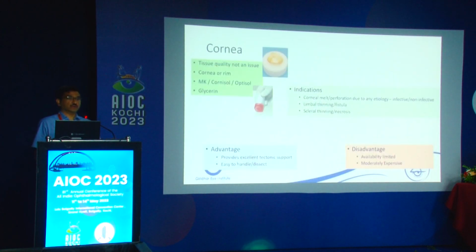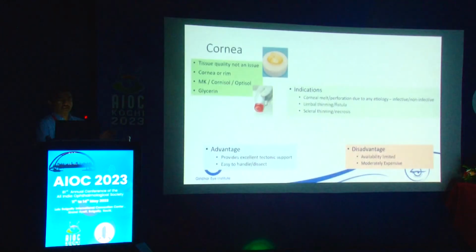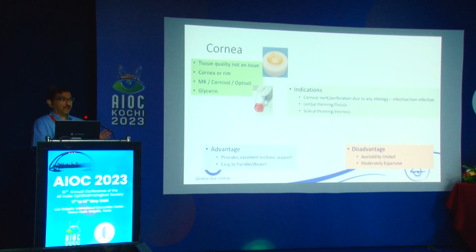Then comes the major one, where we use cornea for tectonic purpose. It is reasonably good because you are not really bothered about the cornea quality, and it can be used when it is stored in any medium including glycerin. Any case of melt or thinning of the cornea, sclera, or any structure, we can use cornea. That is the advantage of cornea. It provides good tectonic support and is easy to handle because we are used to handling cornea so much. So handling and dissecting is quite easy.